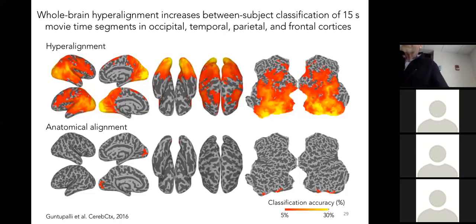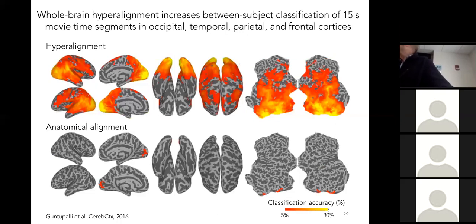And we use a sliding time window for all the other parts of the movie. So it's 1 out of over 1,000 classification. The anatomically aligned data, when we do this by searchlights, only this little piece of primary visual cortex has a classification accuracy that exceeds 5%. After hyperalignment, the classification accuracy increases tremendously, in fact, over 10-fold.